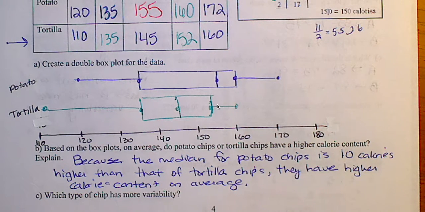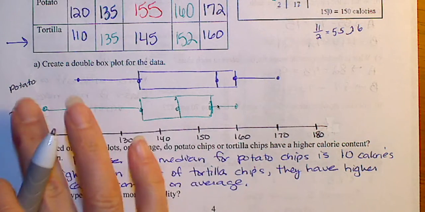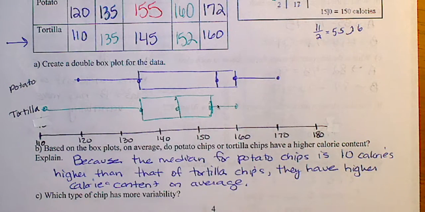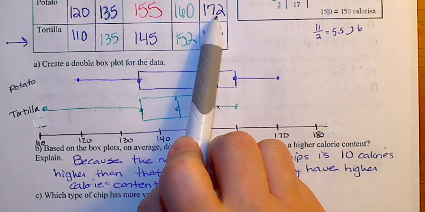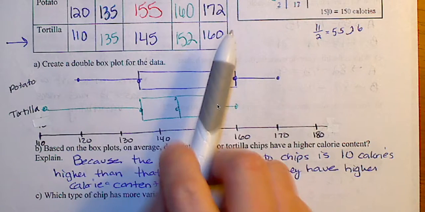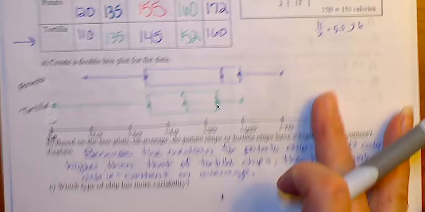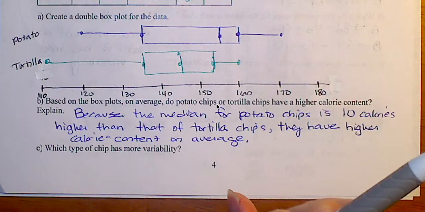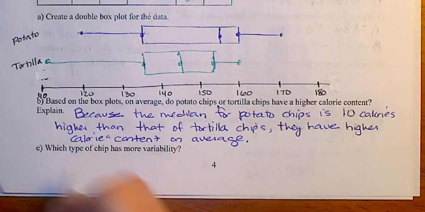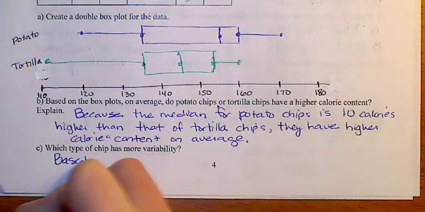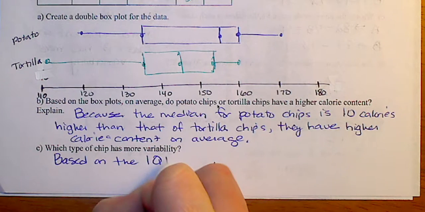Okay? And what type of chip has more variability? So the spread of the data. Now, remember, we want to focus not on the maximum and the minimum, not the actual range, but the interquartile range. So the range, the actual range, 172 minus 120 would be 52 here, and here it would be 50. So the ranges are actually very similar, but the ranges, remember, include any outliers. So we want to focus on the IQR. So based on the IQR, okay.